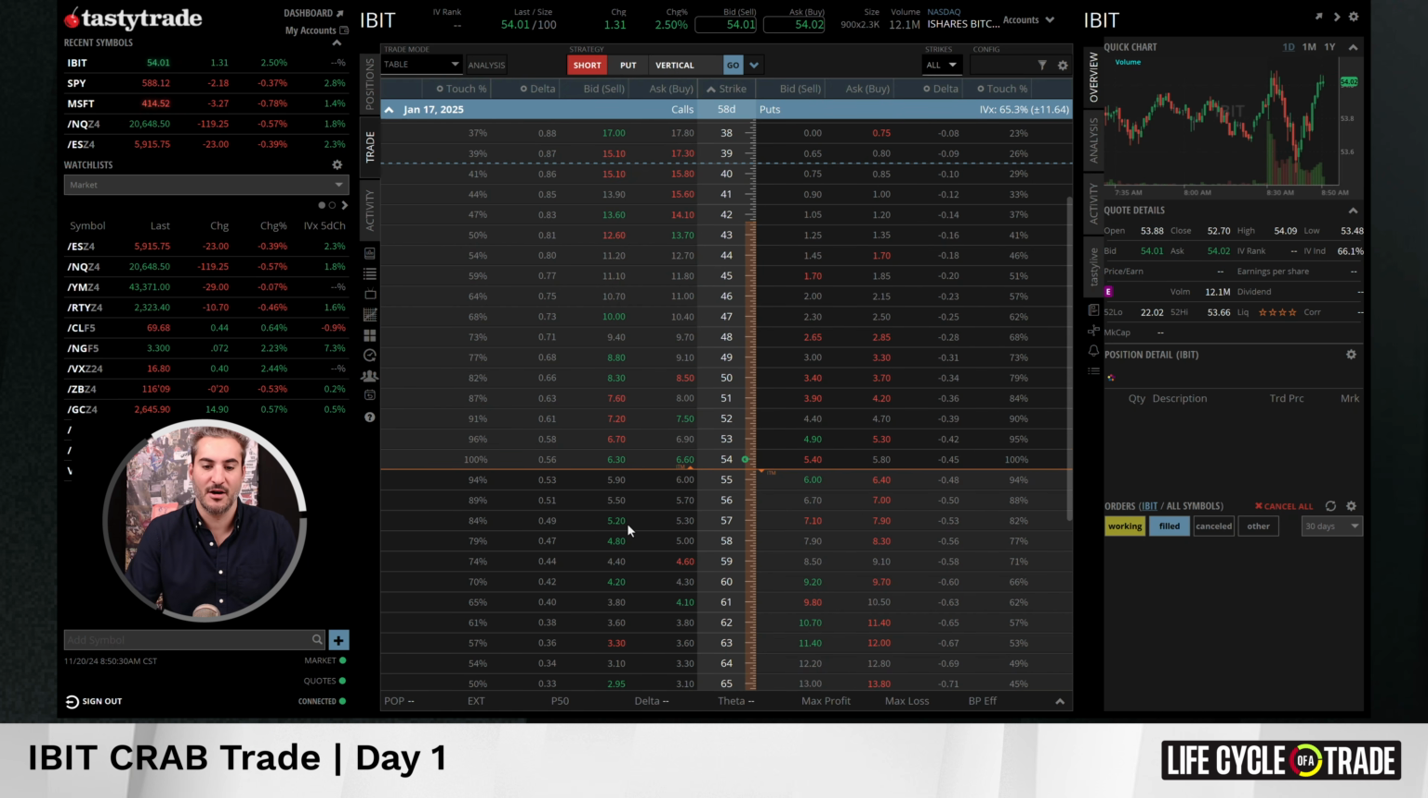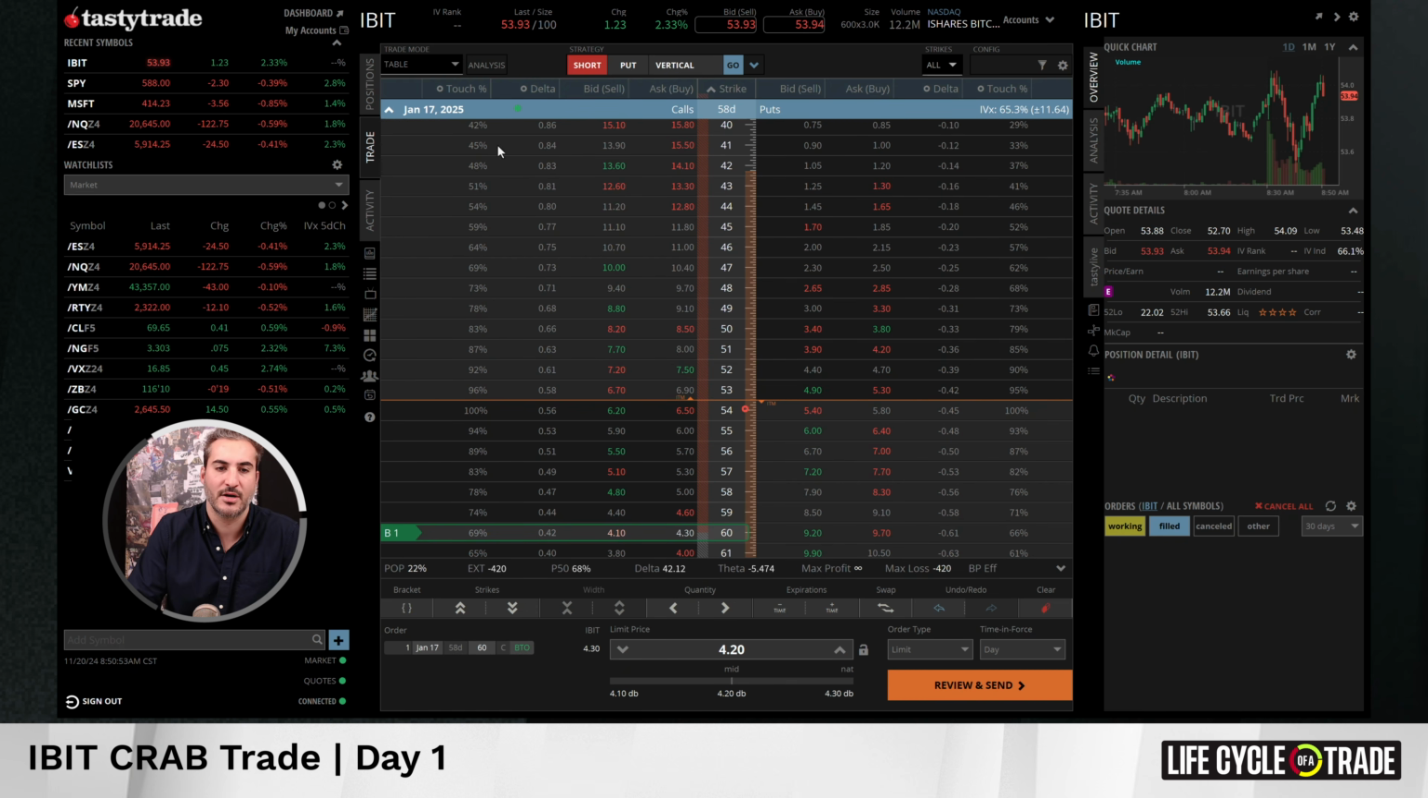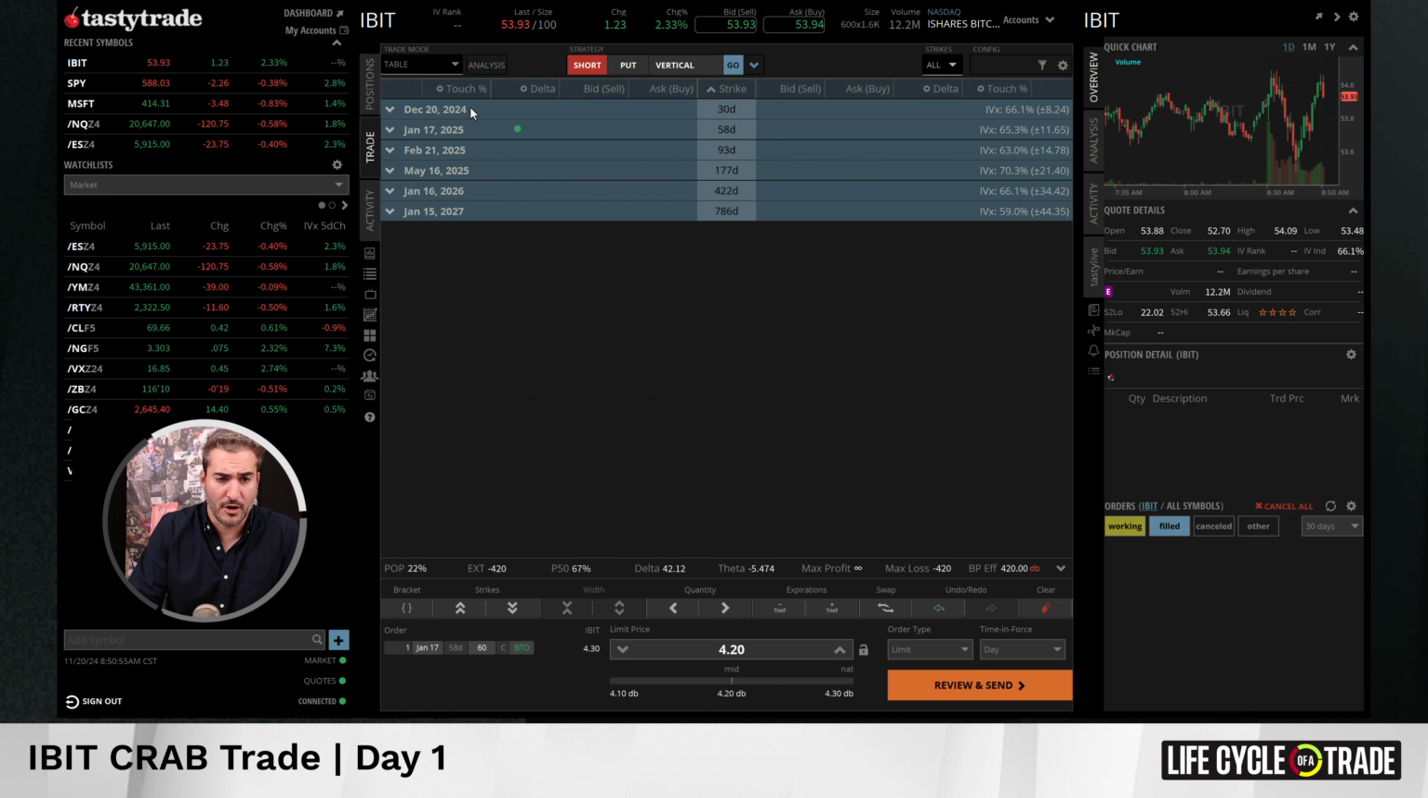So I'm going to do a ratio, but I'm going to do my crab trade, which is buying a long option further out in time, closer to the money, and selling two options, shorter duration, further out of the money against it, and then buying the wing just to define the risk. So the way we would set this up, I typically go to around a 40 delta. So let's say we'll go into January, we'll do the 60 strike call here for our long option.